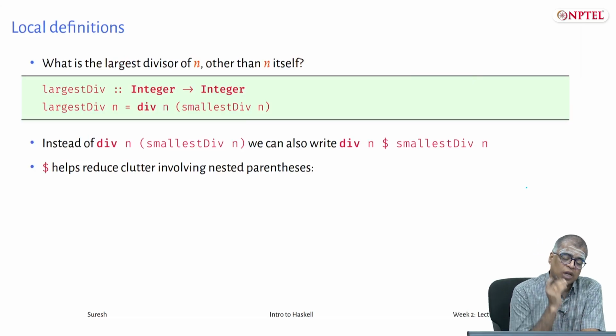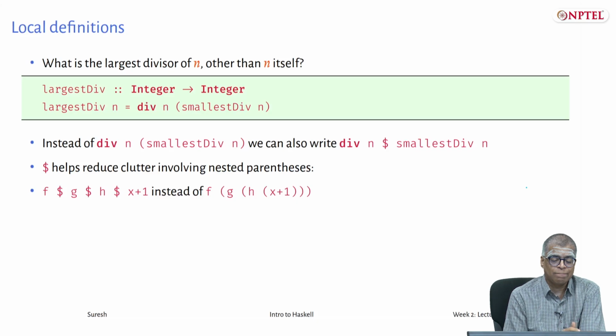Dollar sometimes helps reduce clutter involving nested parentheses. So you write things like F dollar, G dollar, H dollar, X plus 1 instead of this.